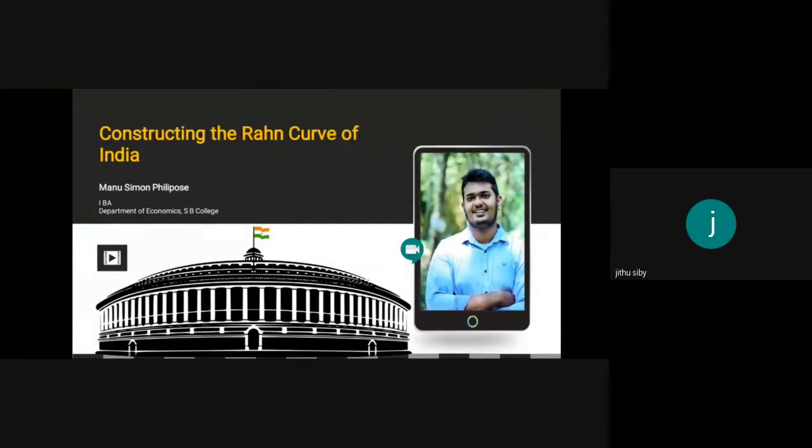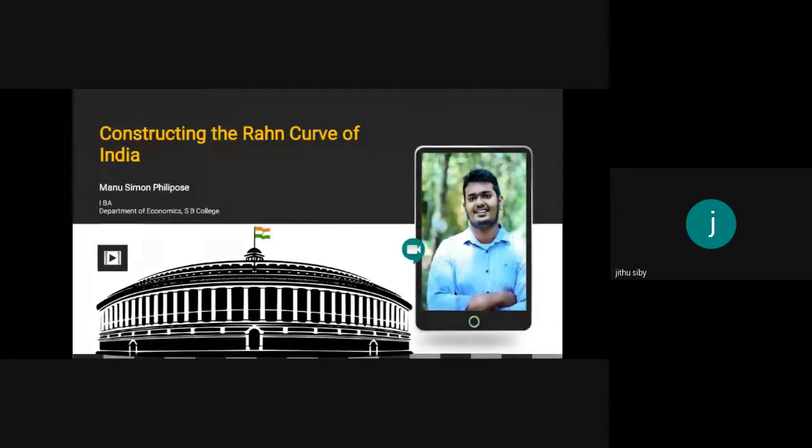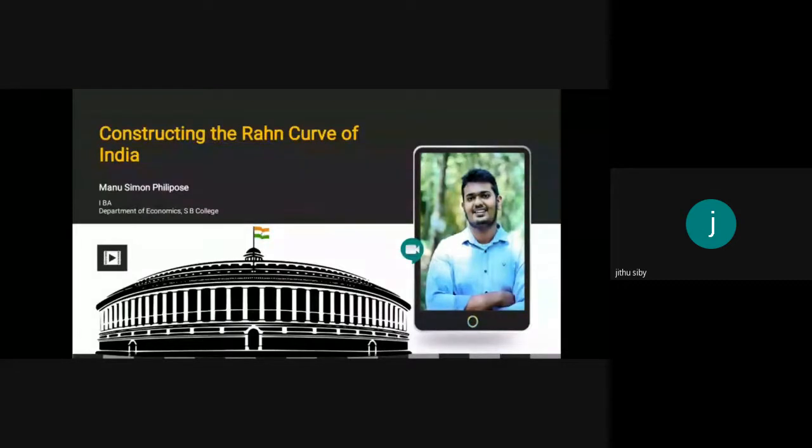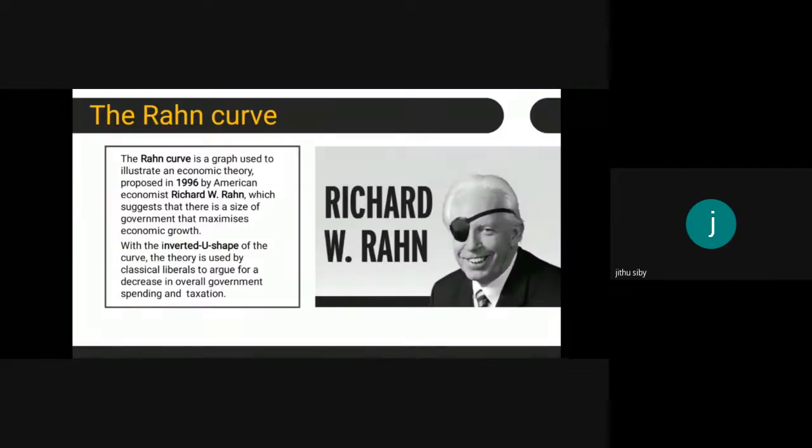The Rahn curve is a graph used to illustrate an economic theory. It was proposed by Richard Rahn in 1996. The graph suggests that there is an optimal size of government spending at the maximum level of economic growth. The graph looks like an inverted U shape.